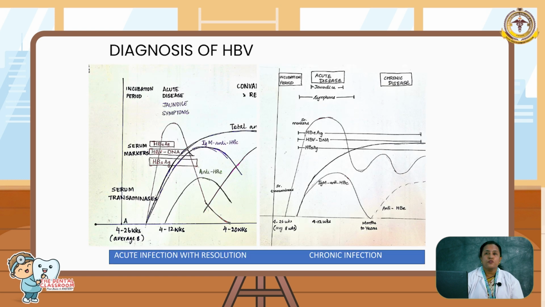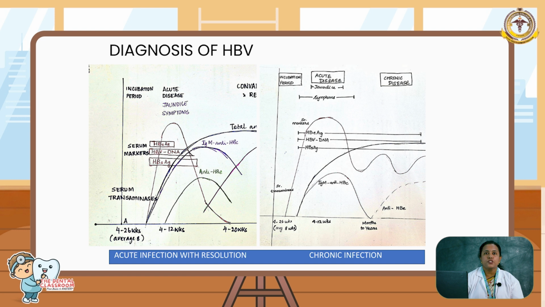The diagnosis of HBV is very important. It includes two stages: one is acute infection and the other is chronic infection. In acute infection, the first virological marker that appears in the serum is hepatitis B surface antigen. This is immunogenic in nature, and after its disappearance, the anti-HBs antibody appears in the serum and it persists lifelong.